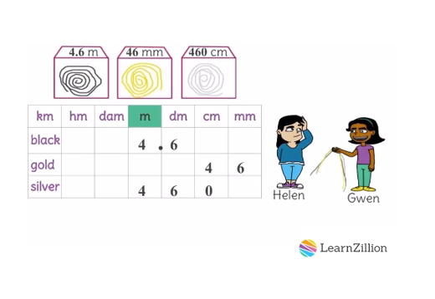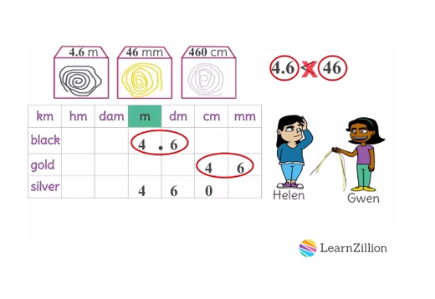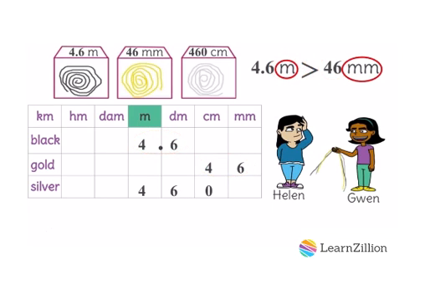Let's go back to our original question. Helen and Gwen are not sure if these are still the same length or if they are different lengths, so we need to make some conversions. We look at our black and our gold, and it looks like 4 6/10 is less than 46, but we have forgotten to include the measurement units. We need to make sure and notice that 4 6/10 meters is greater than 46 millimeters.